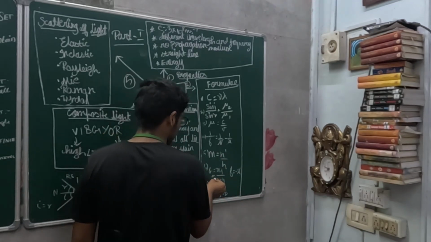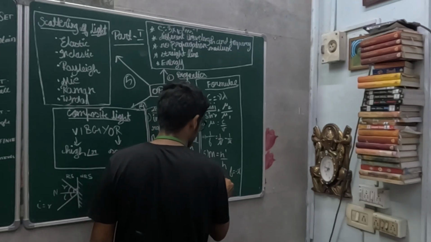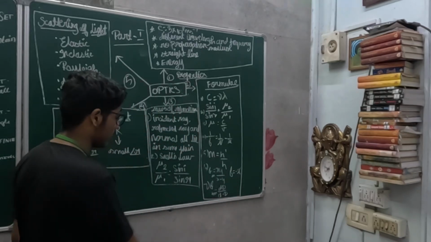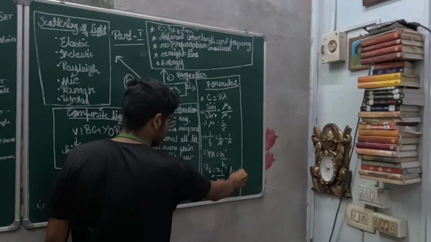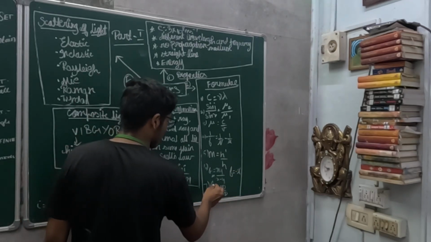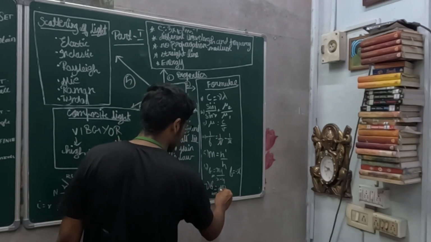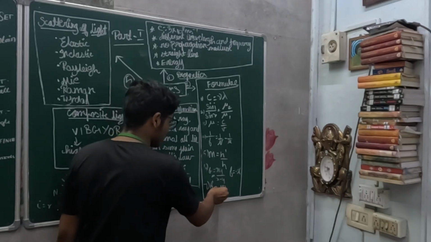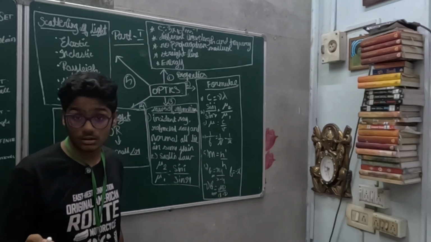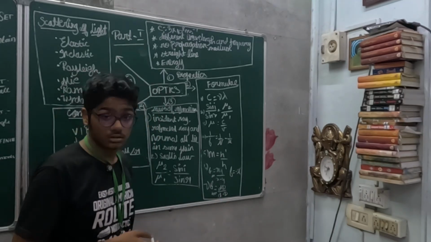For the myopic eye, that is a concave lens, F equals XY by X minus Y, where X equals F equals minus X. For the hypermetropic eye, convex lens, F equals small d into capital D divided by small d minus capital D. What is small d? What is capital D? Small d stands for the point where the person can see the image, and capital D is where he wishes to see the image.